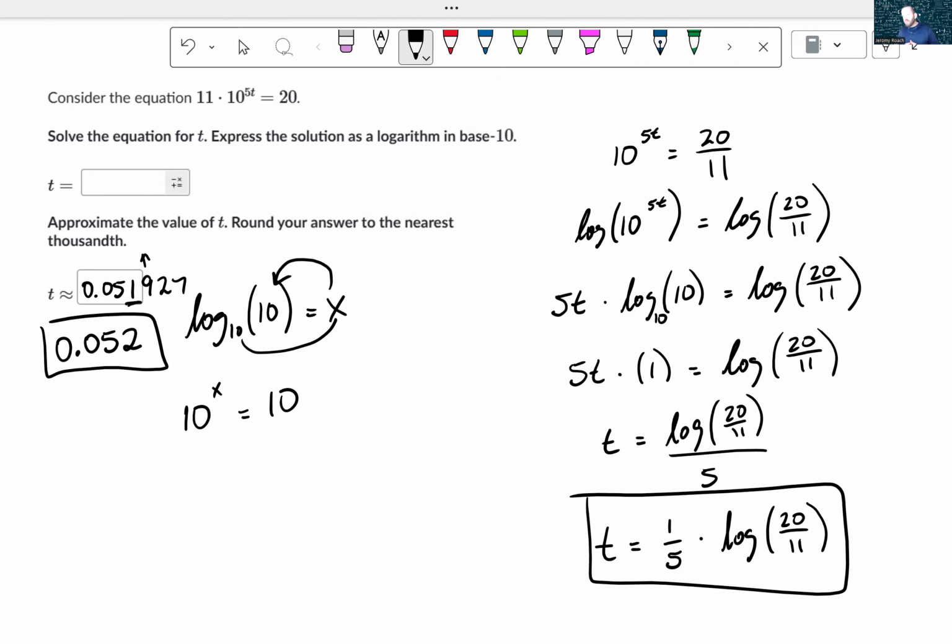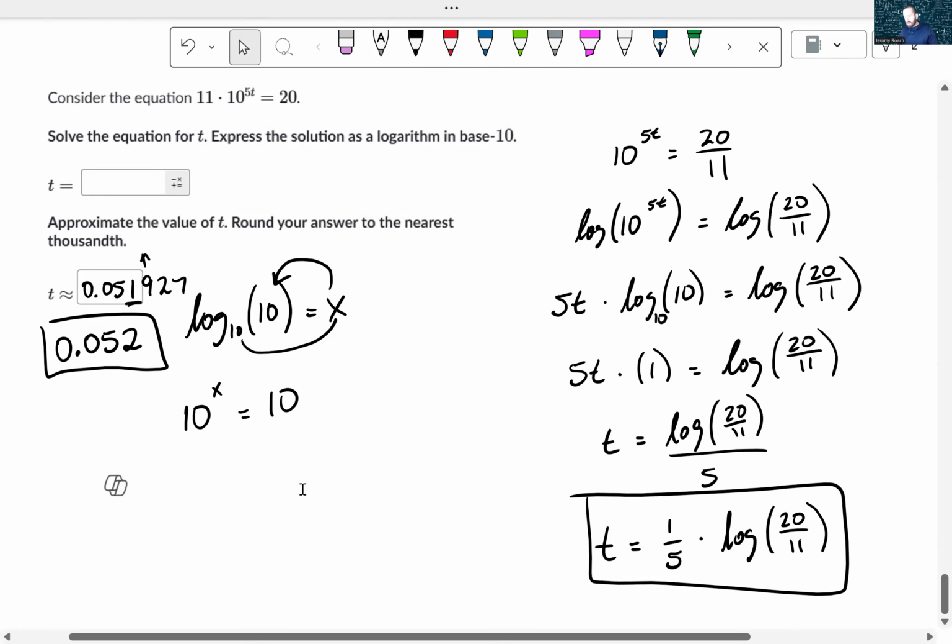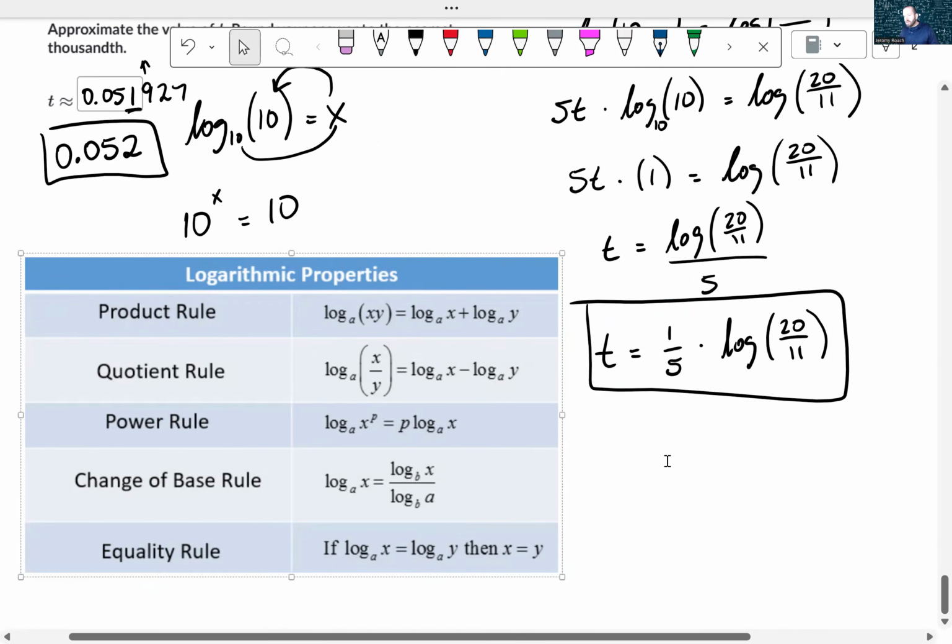Okay, so that's how to solve for variables when they're given to us as exponents. We want to use logarithms, and we take the log of both sides, and then we use the properties of logarithms to do that. And let me just find the properties of logarithms again. I know we went over these already, but let me just copy paste this. And you can take a screenshot of this if you need to. These are all the logarithmic properties.